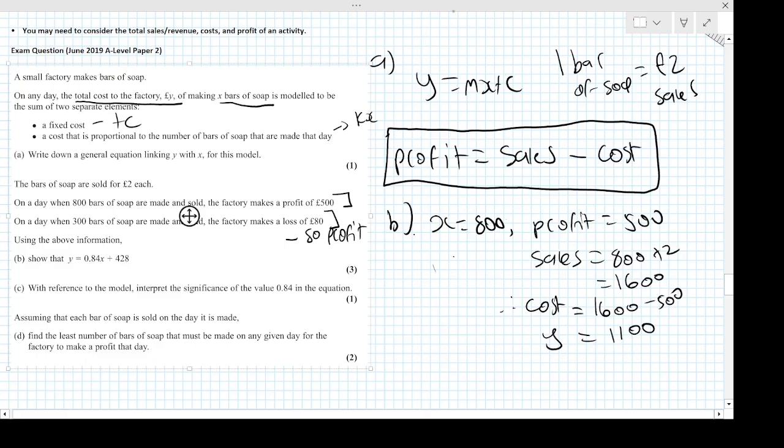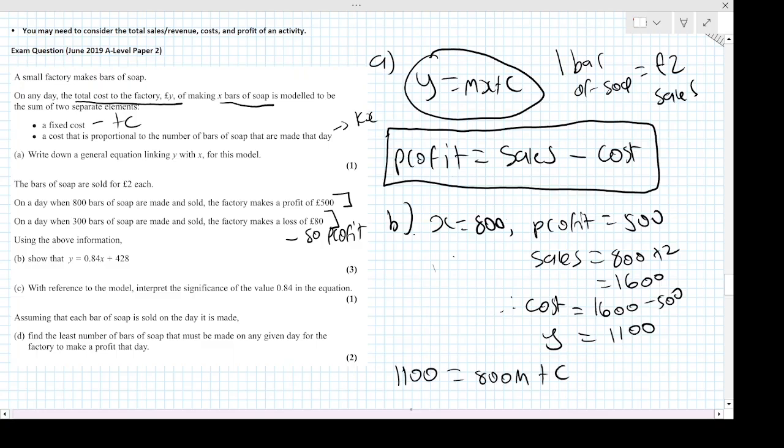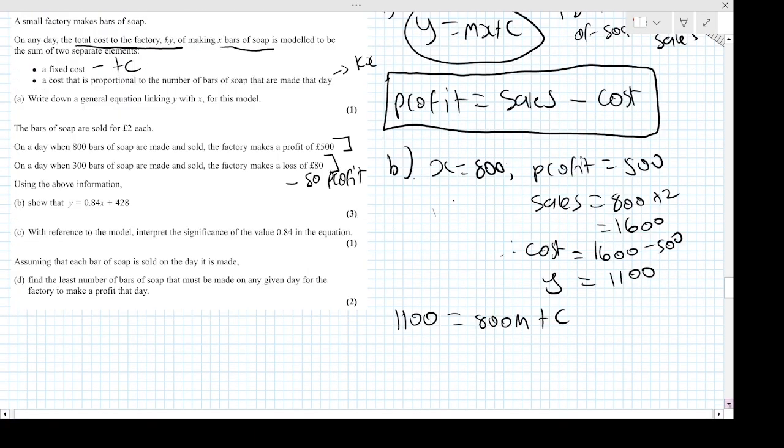So there we are. We had to do a bit of work there to get the values that we want. But now we've got x and y, I can substitute them into the equation I found in part A. So that means y is 1,100 and mx plus c is going to be 800m plus c. Okay, that's one equation.